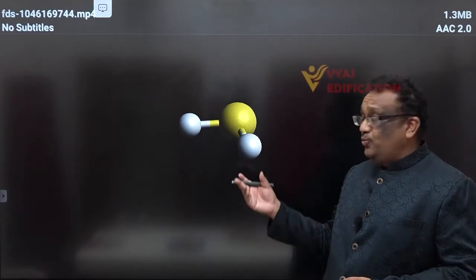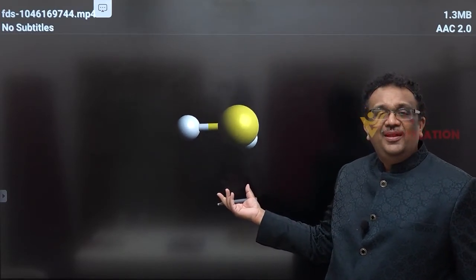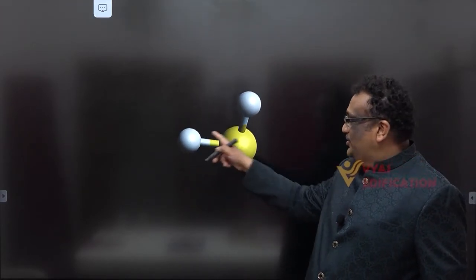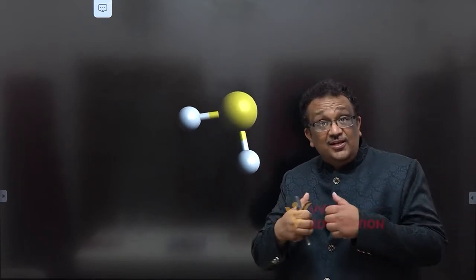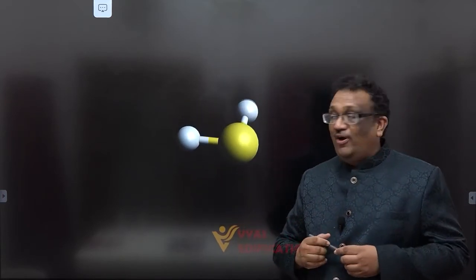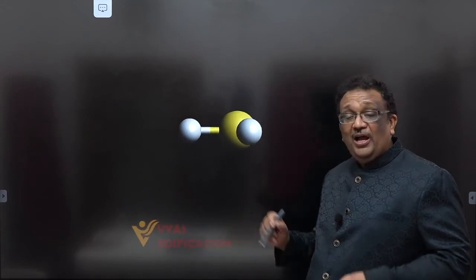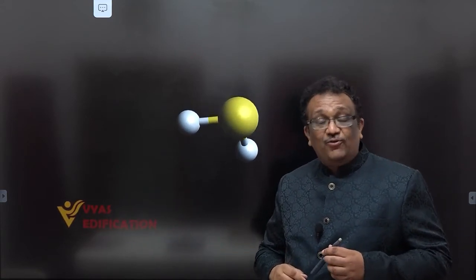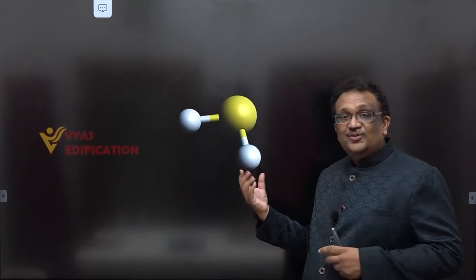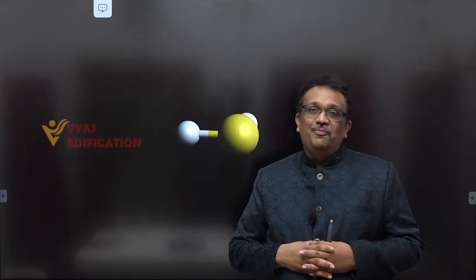This brings us to H2S, dears. H2S, the simple angular molecule. HSH, and as you can see, this is not a linear molecule. Why? Because there are lone pairs of electrons sitting on sulfur atom, which actually repel and make this molecule non-linear or bent.